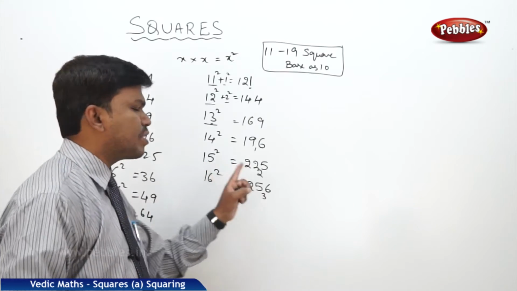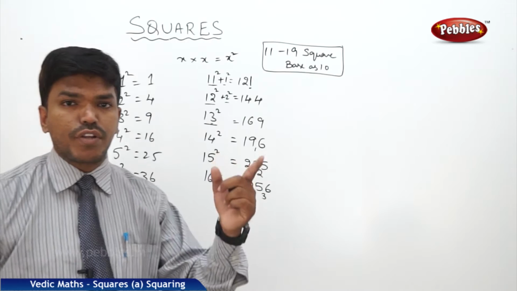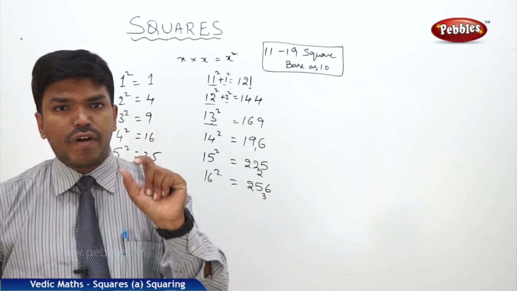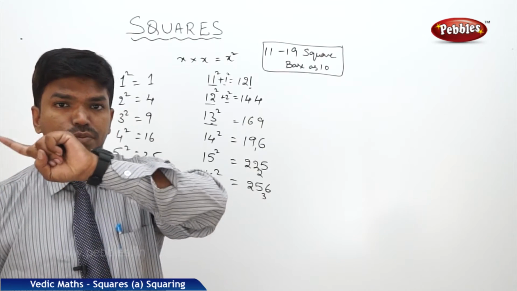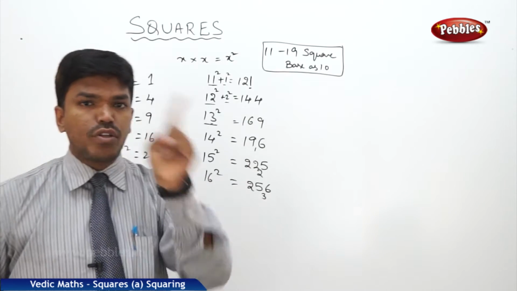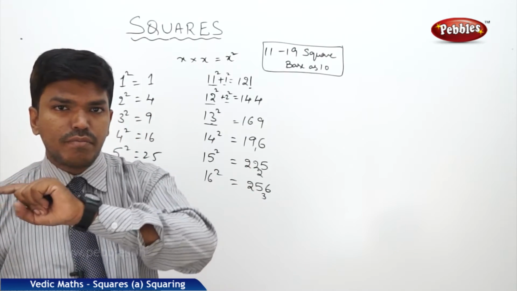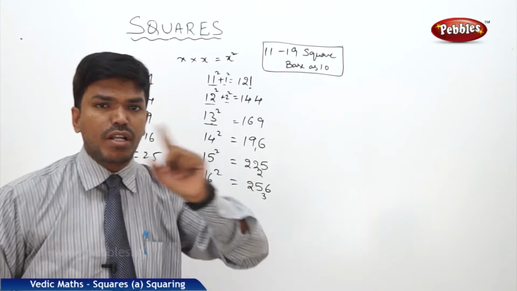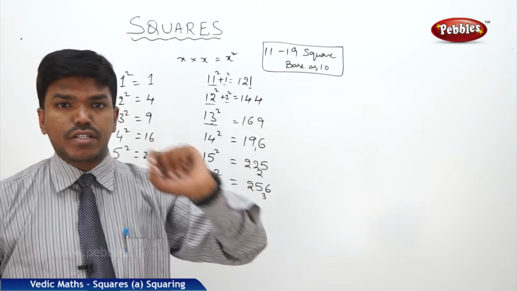Similarly here also, 15 square. First 5 square, 25. Drop 5, carry 2. Now what is the excess number when you compare with 10? 5. So 15 is the main number. Add the main number with the excess number. 15 plus 5, 20. Plus 2, 22. Similarly 14. 4 square, 16.